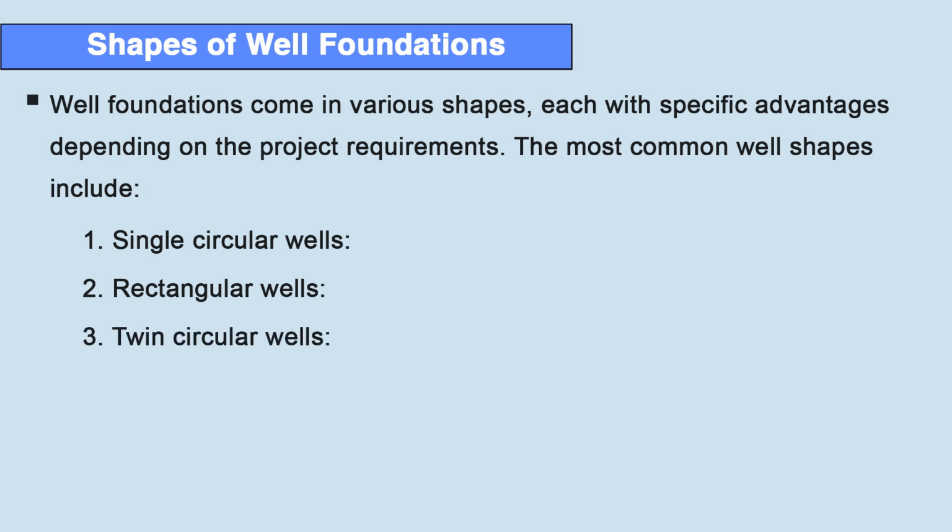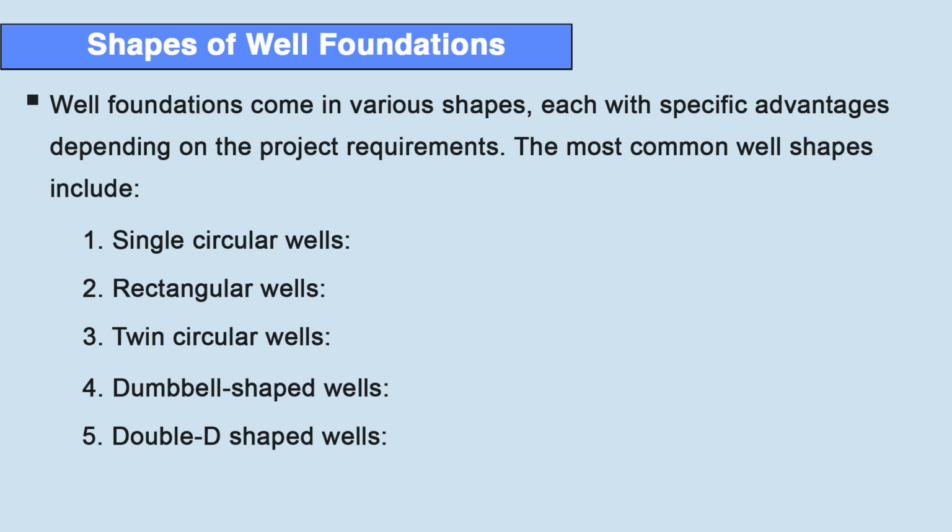Third is twin circular wells, ideal for cases where large structures require multiple support points. Fourth is dumbbell shaped wells. This shape offers enhanced resistance to lateral forces and is often used for complex or high load structures. Fifth is double D shaped wells, a more specialized design used for large heavy loads and challenging conditions.